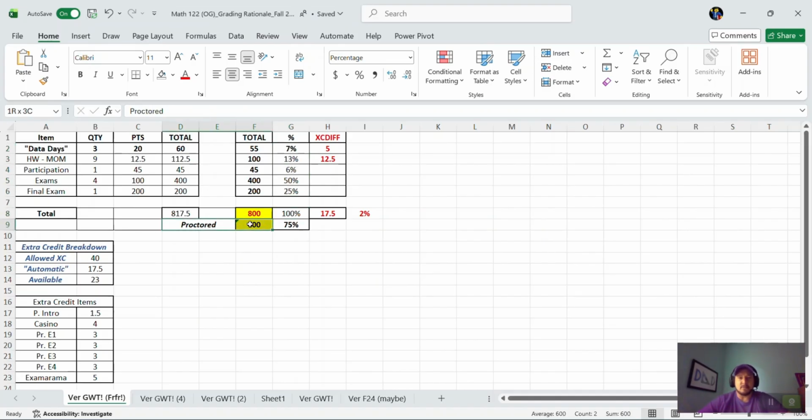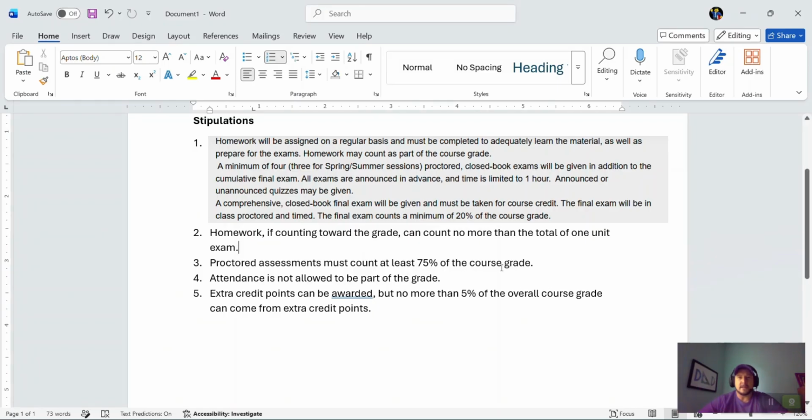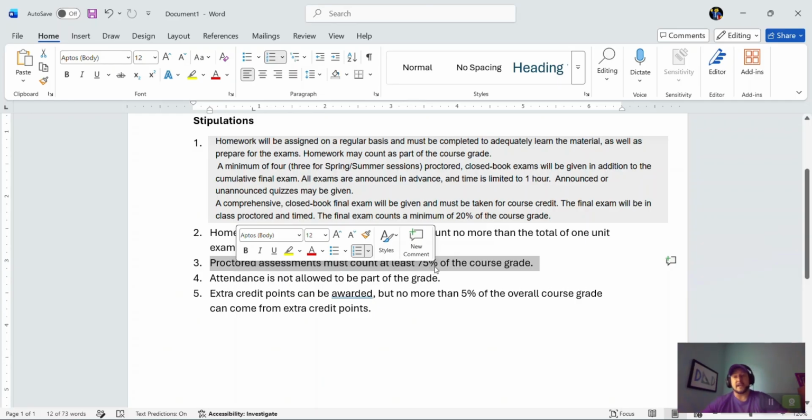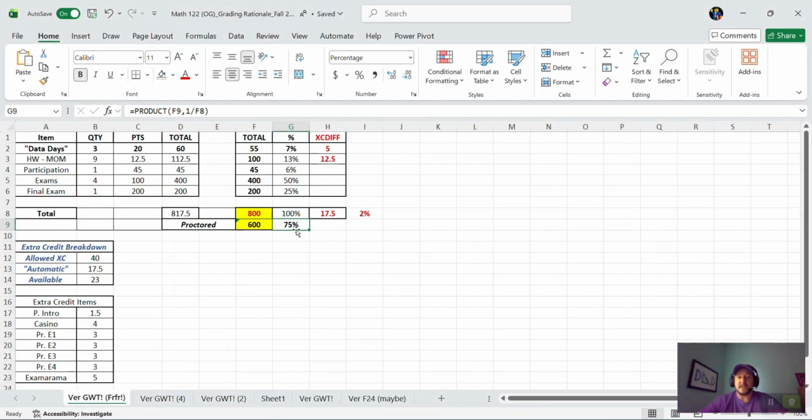Now I have a separate row calculation here because I need to abide by this stipulation that proctored assessments have to count at least 75% of the course grade. So technically this means 75% or more. Which means that 75% is a valid level of proctored assessments for the course. So you can see that comes from 50% plus 25%.